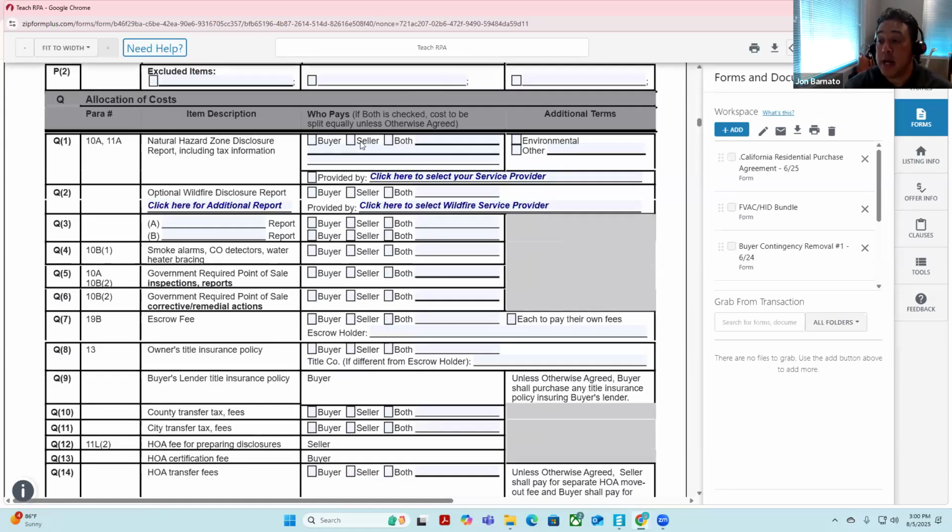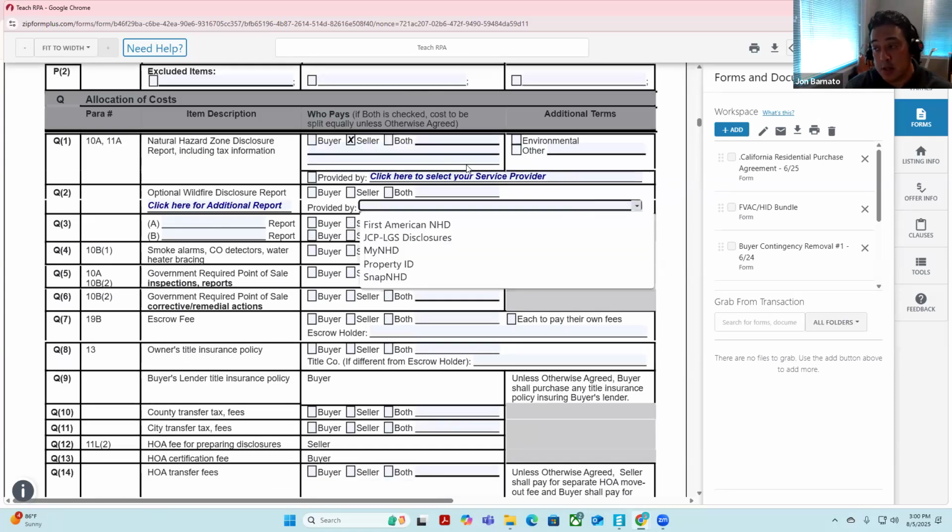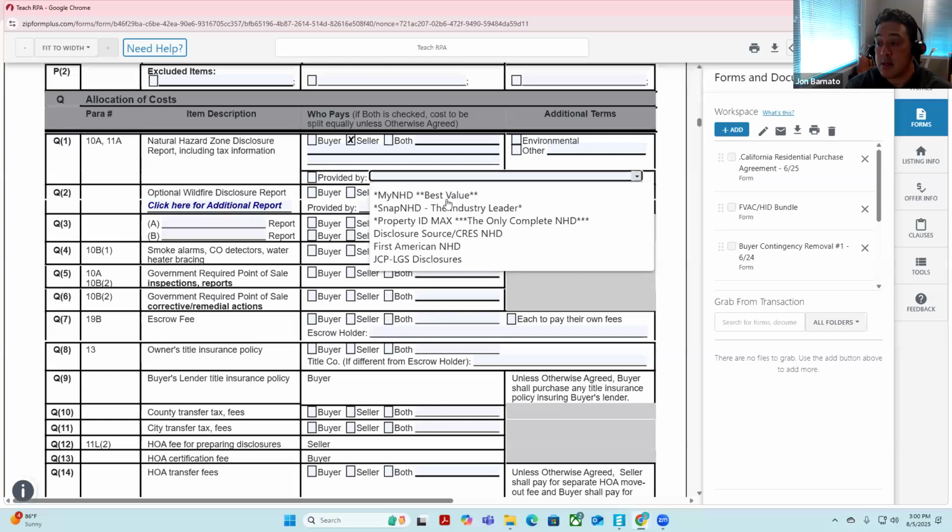Natural hazard disclosure report. Typically, the seller pays for these. These are the allocation of closing costs, which are typically what's negotiated. These are not all the closing costs, but you can see the provider here. I recommend you put Cap City NHD.